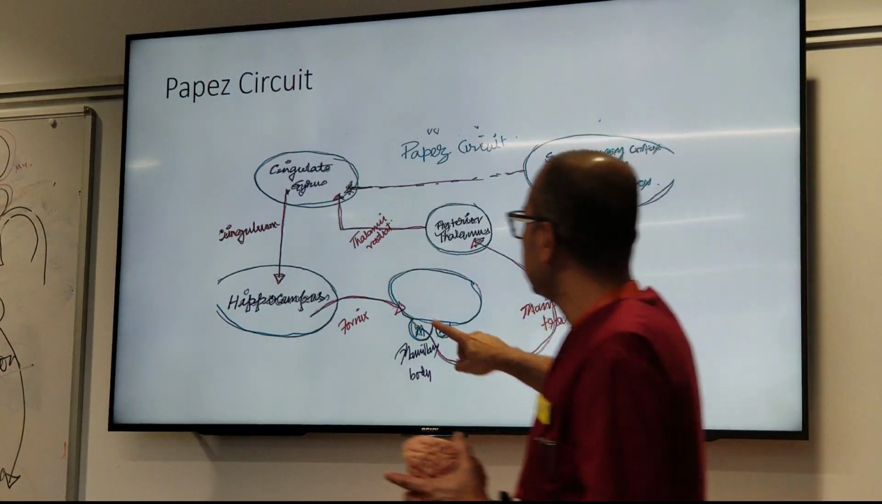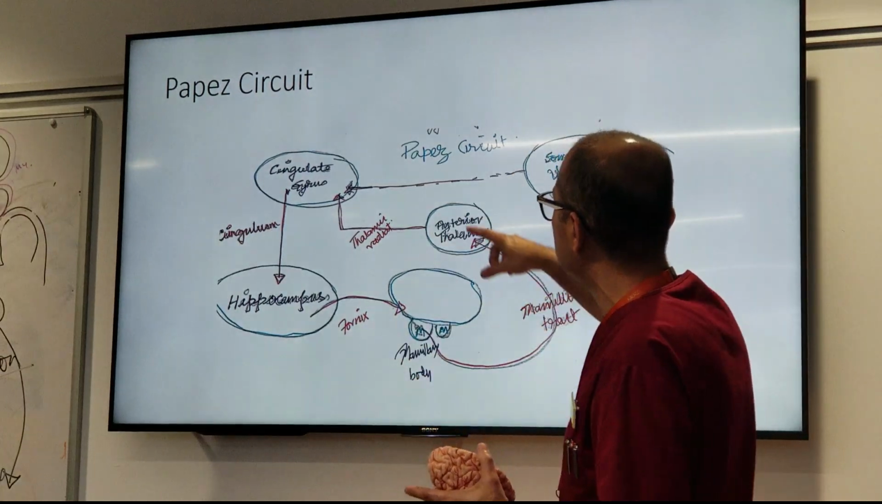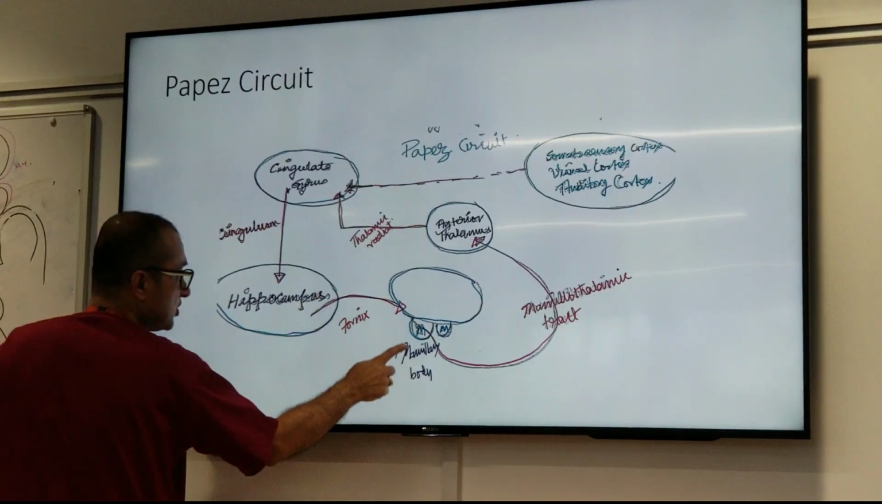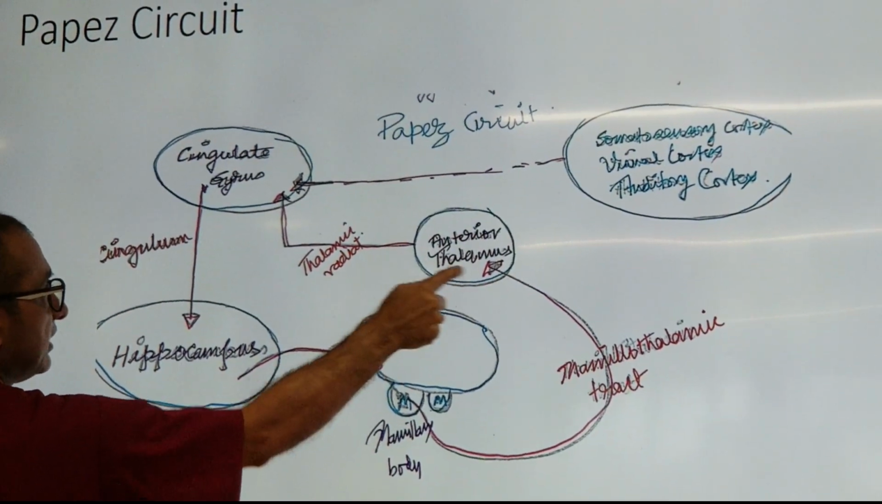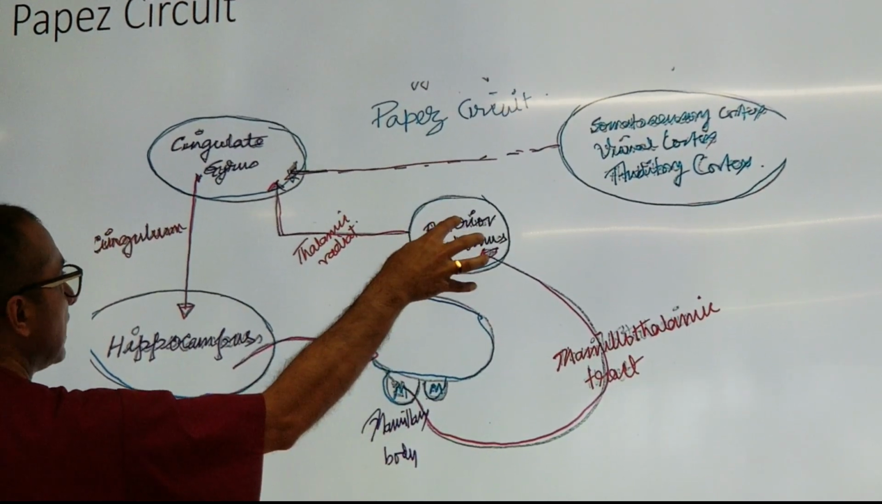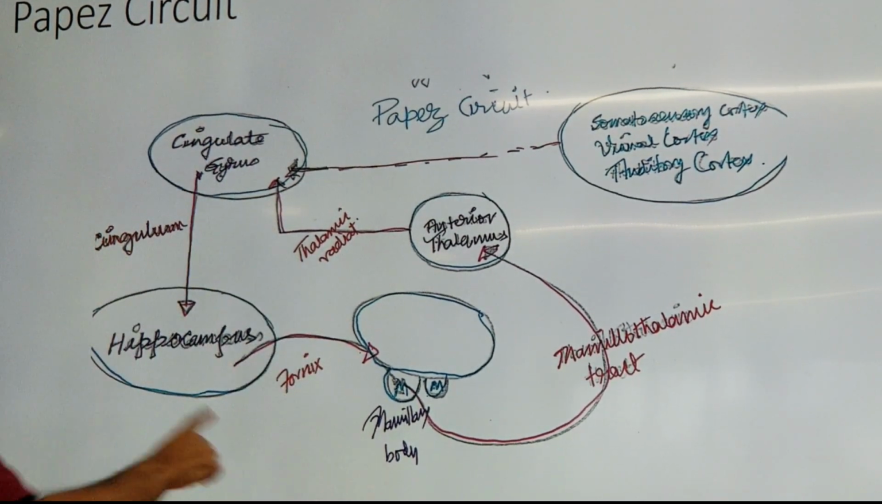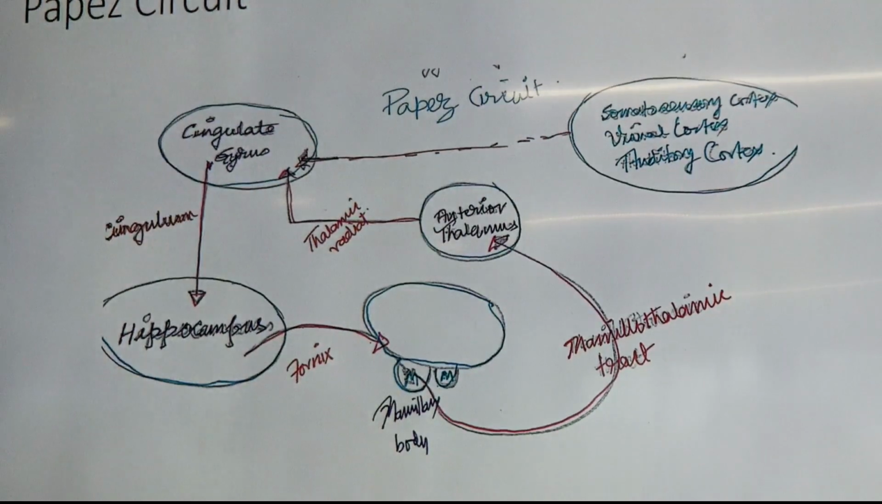So the Papez circuit is mainly for consolidating recent memory into long-term memory. It comes from the hippocampus, goes to the mammillary body through the fornix, from the mammillary body through the mammillothalamic tract to the anterior thalamus. So from the hypothalamus it goes to the thalamus and then back to the cortex. This is the circuit which goes on, okay, and that's responsible for consolidating recent memory into long-term memory.